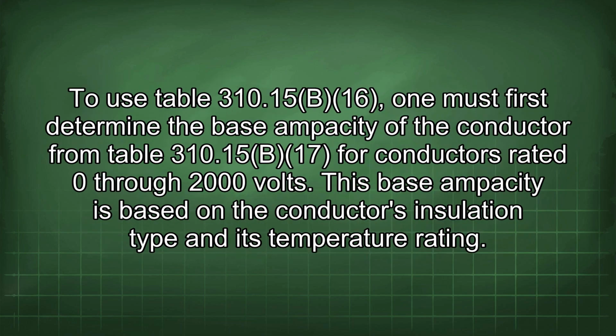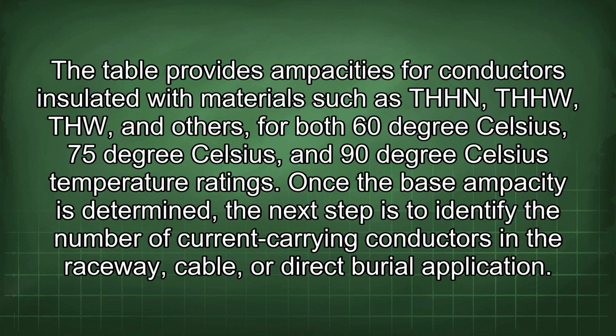To use Table 310.15(B)(3)(a), one must first determine the base ampacity of the conductor from Table 310.15(B)(16) for conductors rated 0 through 2000 volts. This base ampacity is based on the conductor's insulation type and its temperature rating. The table provides ampacities for conductors insulated with materials such as THHN, THHW, THW, and others for 60 degrees Celsius, 75 degrees Celsius, and 90 degrees Celsius temperature ratings.